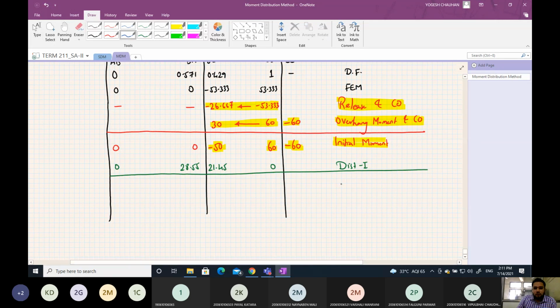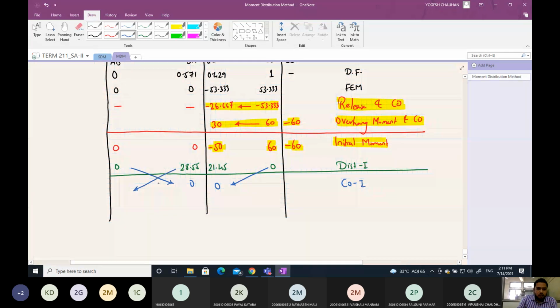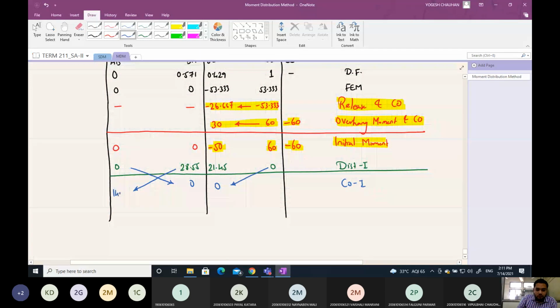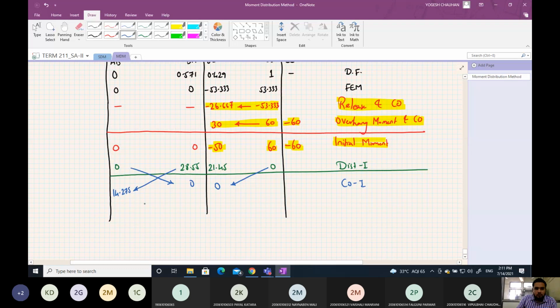Now we carry over the moments. Now this will not be carried forward here because it is hinge support. So only this will be carried forward here. Note that this is fixed support, so it can take the moment. So half of this will be carried forward. 28.55 divided by 2, that is 14.275. Okay, and here it will be dash. So here you can observe that there is no unbalanced moment left. So you can stop the cycle here.